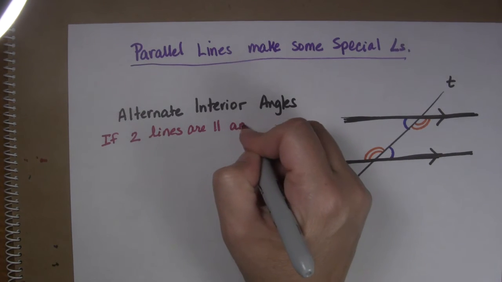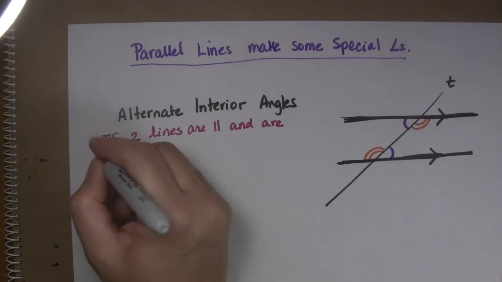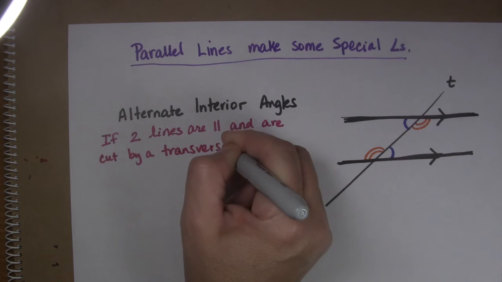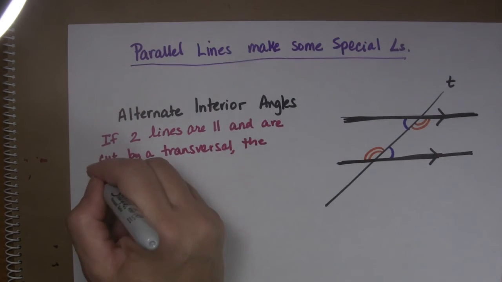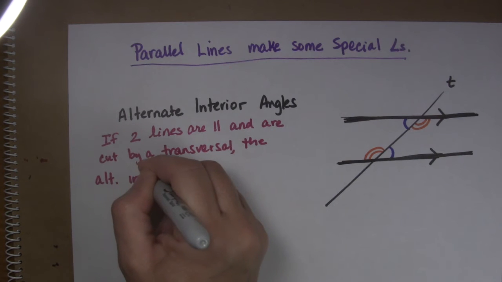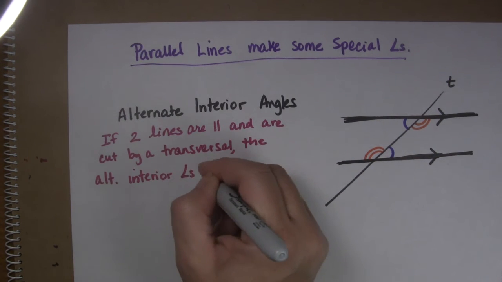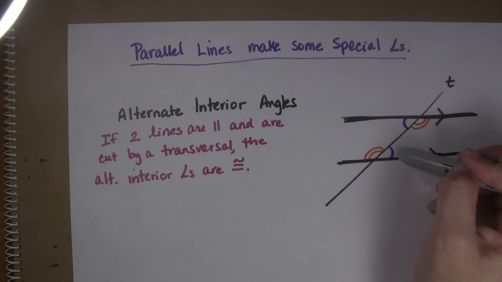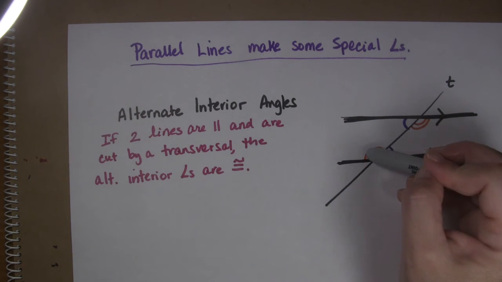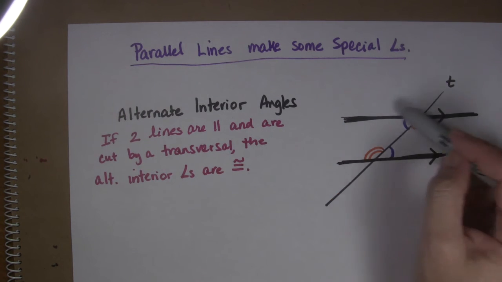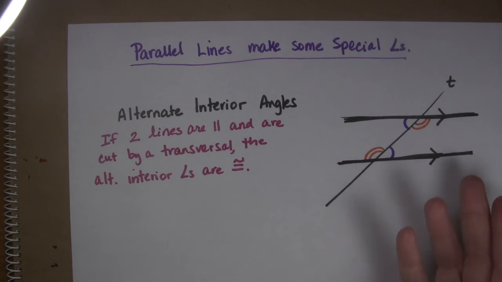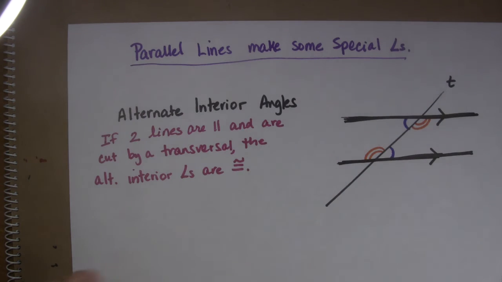Now, the cool thing about alternate interior angles is that if two lines are parallel and are cut by a transversal, the alternate interior angles are congruent. So this angle right here is congruent to this angle. And this orange angle is congruent to that orange angle. That is one set of special angles that are created because we have parallel lines being cut by a transversal. It doesn't work if you just have any old lines cut by a transversal. It only works if they're parallel.